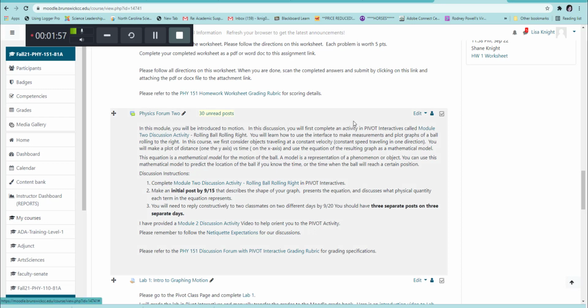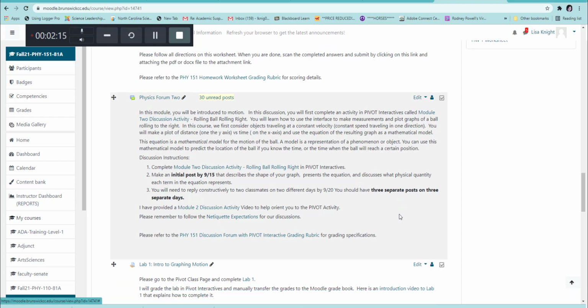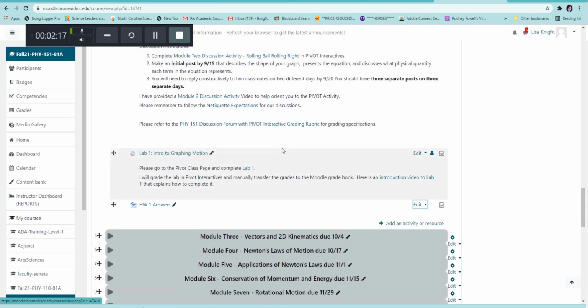So you want to make sure that you have 3 separate posts, that the first post is on or before the initial post date, and that the second 2 posts are on 2 separate days after that. And you want to make sure that you do that on time.